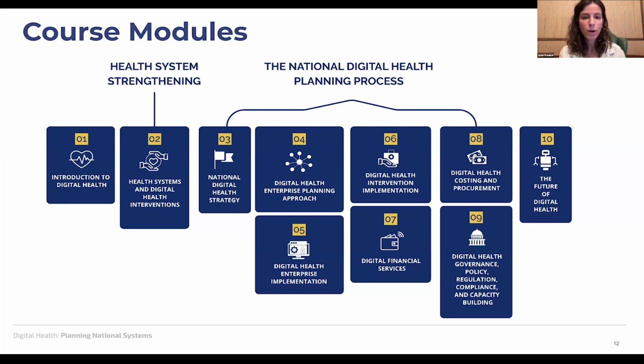And then we speak more about where this fits into the larger health system strengthening approach. How does this support patient-centered care, this new kind of thinking around an enterprise planning approach? And finally, we go into the biggest chunk of the course, which is the national digital health planning process. This ranges from beginning with your national digital health strategy, to understanding the enterprise architecture itself, to understanding how to cost that out, and then, of course, most importantly, thinking about the governance structures in place, the capacity strengthening required, the policies and regulations in place.